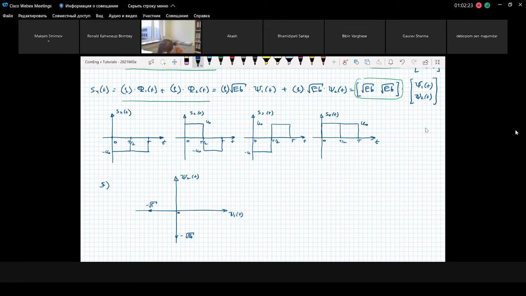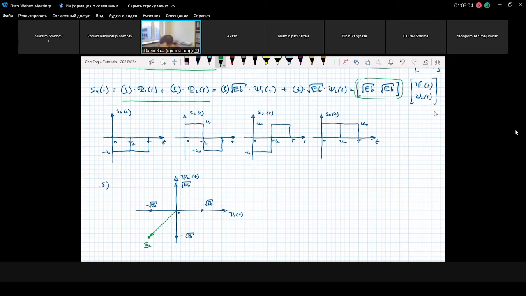Minus square root, and also we can denote plus square root of EB. So the first coordinate was minus square root of EB and minus square root of EB. So the first point will be shown as a vector that goes from the origin to this point. And this corresponds to the first signal, S1, the vector S1.